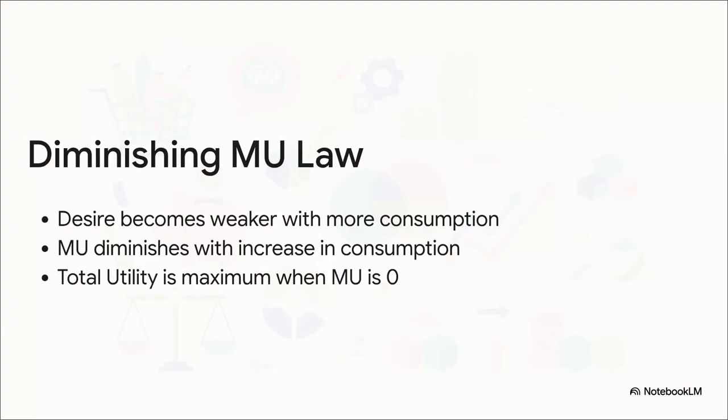It's summarized right here. The law of diminishing marginal utility. This is a massive, fundamental rule in consumer behavior. It basically tells us that as you get more and more of a commodity, your desire to have even more of it just gets weaker. Your MU diminishes with an increase in consumption. And please, absolutely commit this third point to memory for your exam. When marginal utility reaches exactly 0, total utility is at its absolute maximum. That is a guaranteed 1-mark or multiple-choice question, for sure.